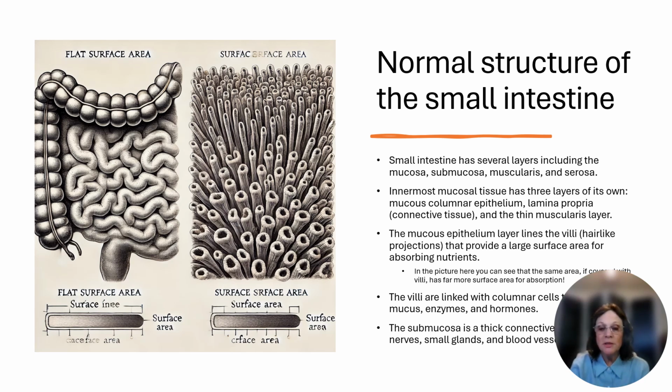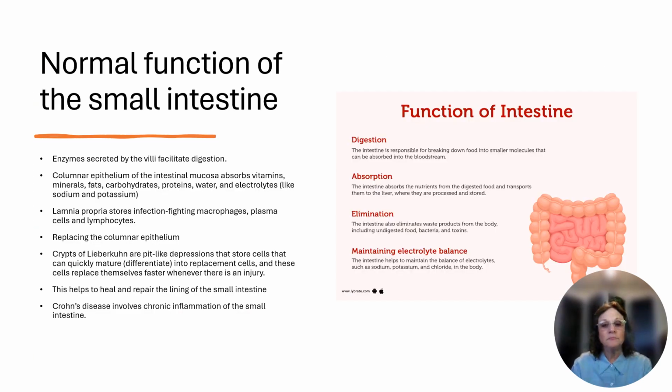These villi are actually linked with the columnar cells and the mucus, the enzymes, and hormones. And so the submucosa is this thick connective tissue area that also has nerves, small glands, and blood vessels. The GI tract has lots of blood vessels that serve it. Why? Because we bring in food, we absorb it through these little microvilli, and it moves into the blood that serves the GI tract and then gets into our blood, where all of the different parts of our body can use it. Enzymes also get excreted by the villi, and that is how they facilitate digestion.